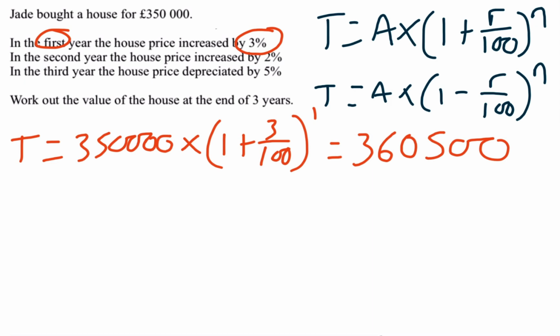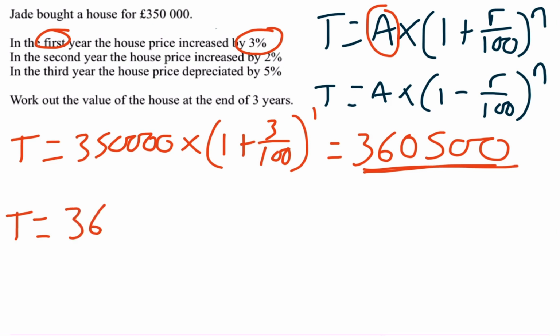£360,500. So now that we've got that, guess what we do with this? Now we're going to invest this in our second year. So we'll do the formula again, T equals, but this time our new amount invested, okay, is the amount that we received at the end of the first year.